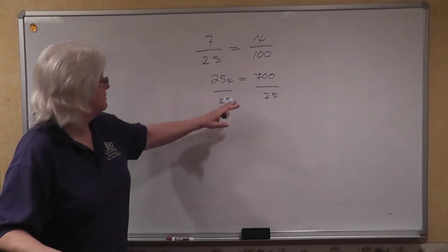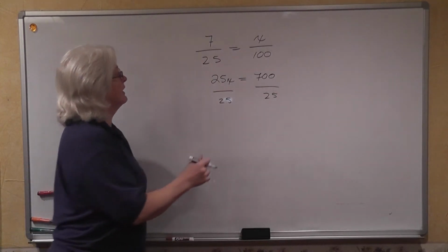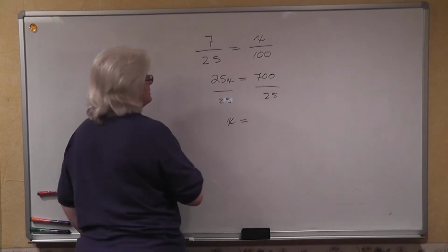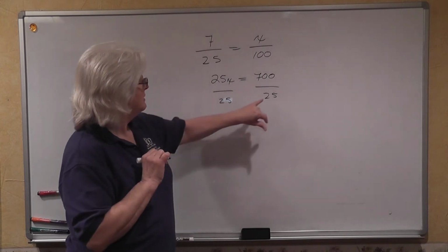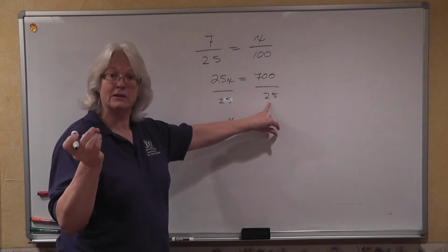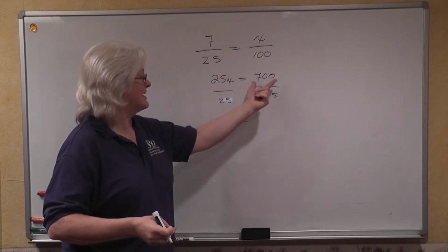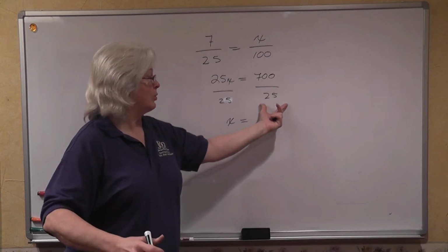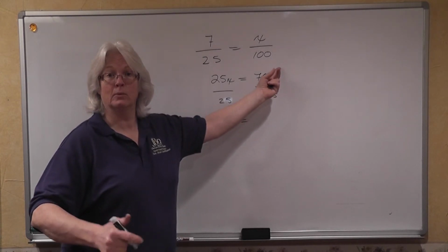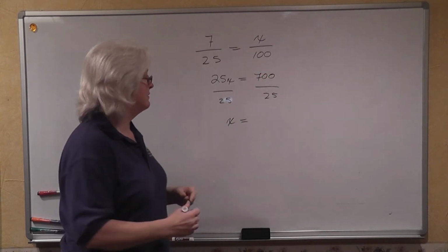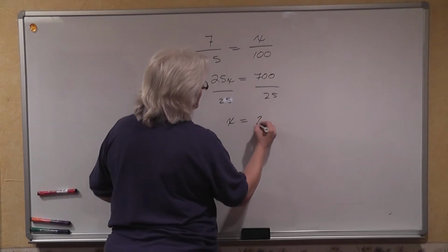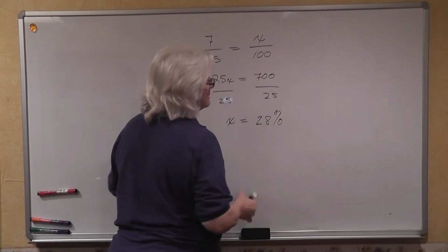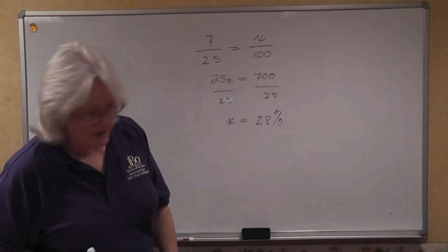We're going to divide both sides of this equation by 25. We have x is equal to 700 over 25. This is an easy little bit of arithmetic to do in your head. You think, I can't divide 700 by 25. Yeah, you can if you turn it into money. How many quarters are there in $7? Well, there are 4 quarters in $1. 4 times 7, there are 28 quarters in $7. So 7/25 is a percentage of 28%.